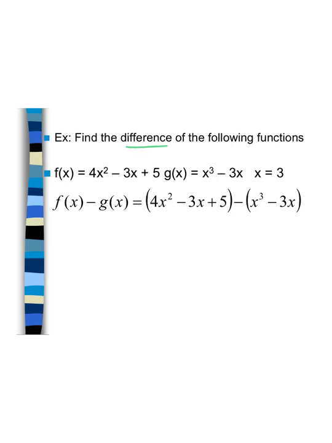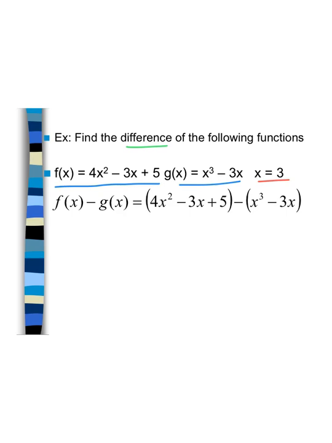For our next example, we're going to be finding the difference, which means we're going to be subtracting. We have two separate functions again. Our first function, f of x, is 4x squared minus 3x plus 5. And then our second function, g of x, is x cubed minus 3x. When we're done simplifying this, we're going to evaluate our new function for when x is equal to 3.